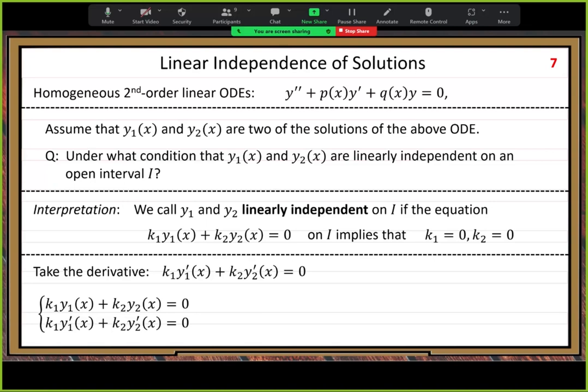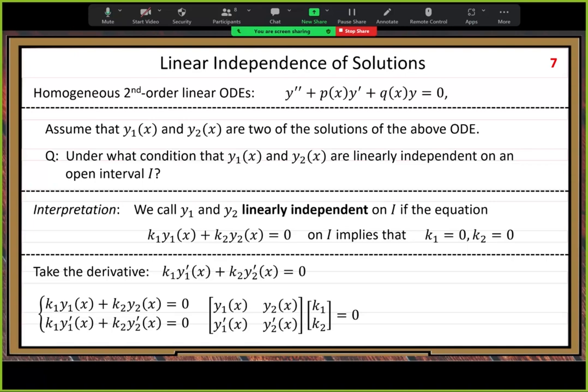So we write, this is a homogeneous linear system, right? Homogeneous. The right-hand side is all 0. So that's homogeneous. Left-hand side, linear equations. Can we write it in matrix form? Think about that. A 2 by 2 matrix, and this is a vector of dimension 2, K1, K2.